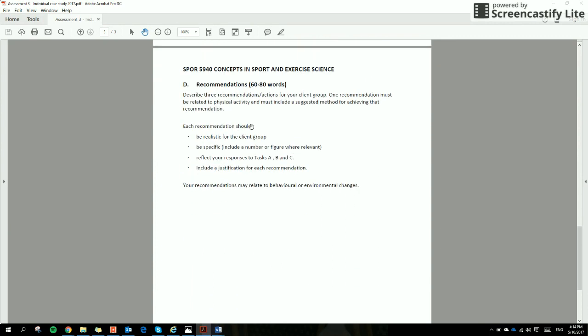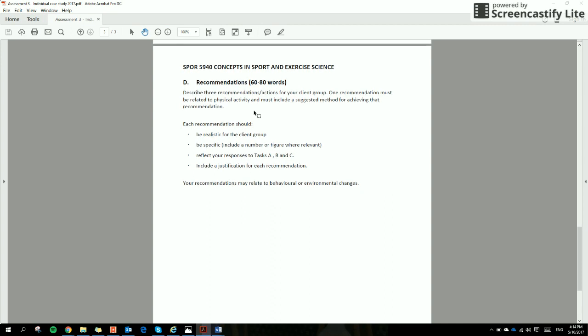Lastly, is the recommendation section. You should be pretty used to this by now. It's the same as what you did with your individual or your group case studies. You need to pick 3 recommendations for your client group. One has got to be related to physical activity, and you have to include an actual suggested method for achieving that recommendation. So don't just write that they need to eat healthier, or they need to do more activity. How can they do that? What do you recommend they do?